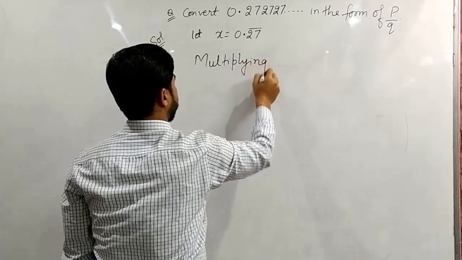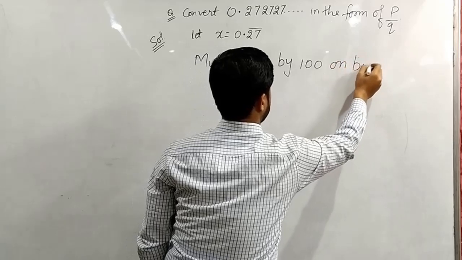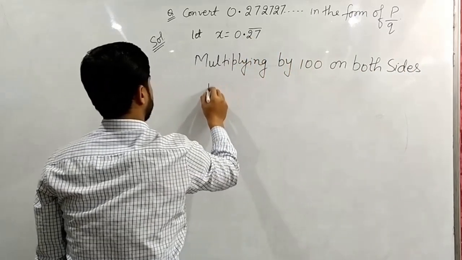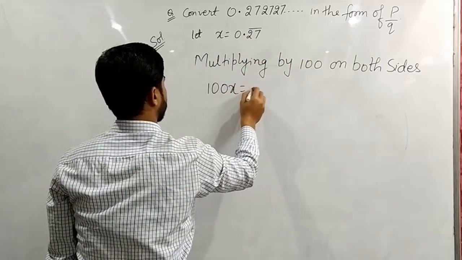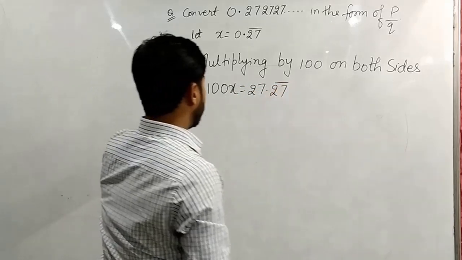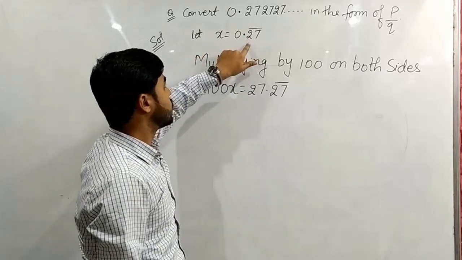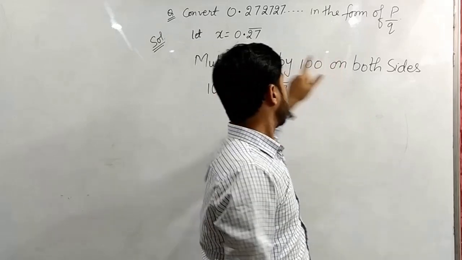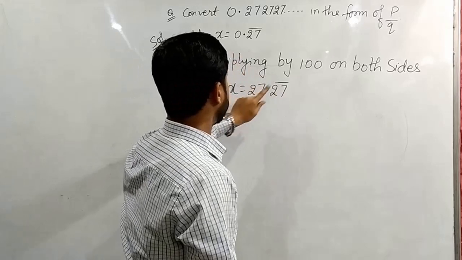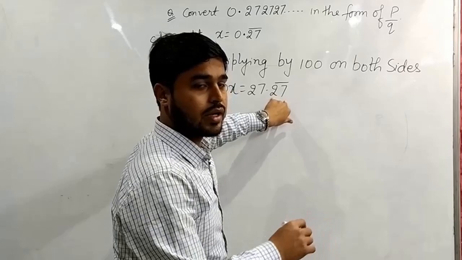Multiplying by 100 on both sides, it will become 100x equal to 27.27 repeating. As there are an infinite number of series of 27 on the right side of the decimal, there will be no deficiency of 27 here. If I shift 27 to the left side, then again a stream of 27 will come here.